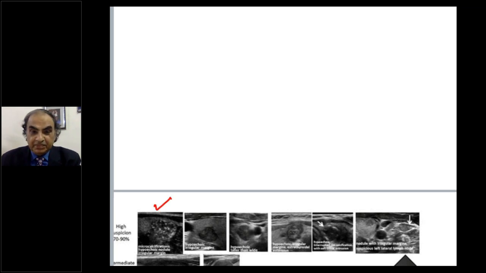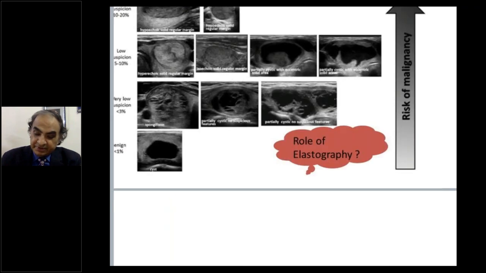So all the features that I described, this is elastography, okay? And I'll just take you to the other aspects of it also. It's the role of elastography we're discussing. Suspicion 10 to 20%, low suspicion in 5 to 10%. And these are all the grades, and I won't get into the detail of it. The malignancy risk is in the order the other way around, and that's the role of elastography. This is more of academic importance to you. You should know that it is useful.